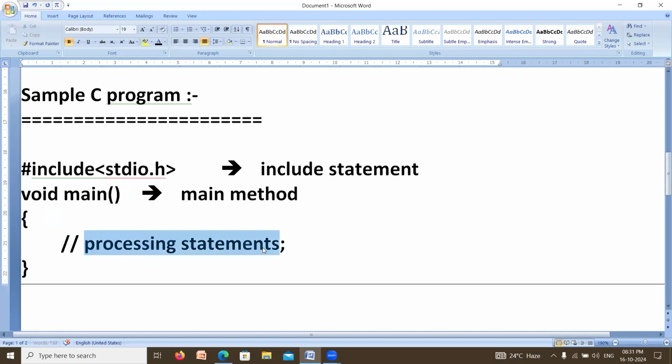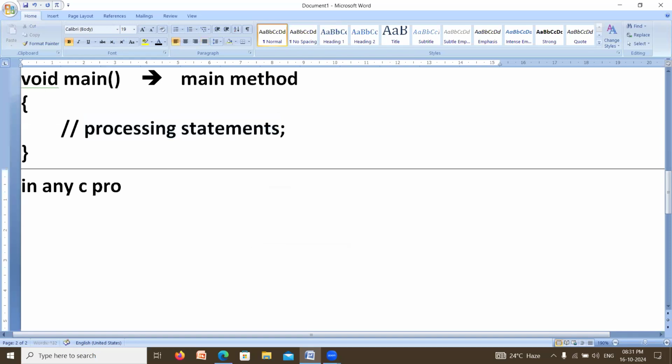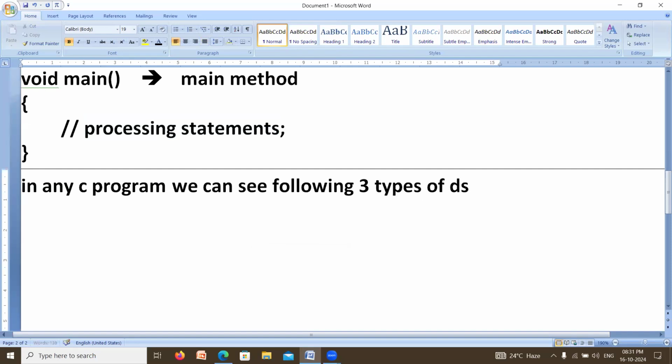It is called solution. It is also called as processing statements. So in any C program, we can see the following three types of statements.